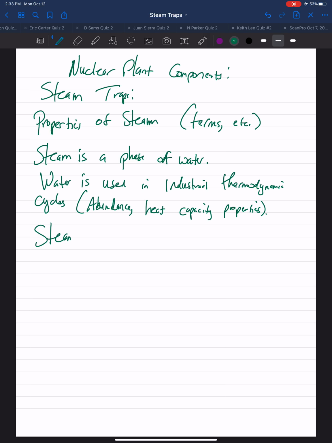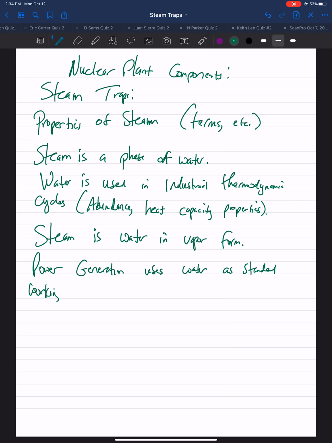So steam is water in vapor form. Power generation, just like nuclear plants, uses water as standard working fluid and for heat removal.